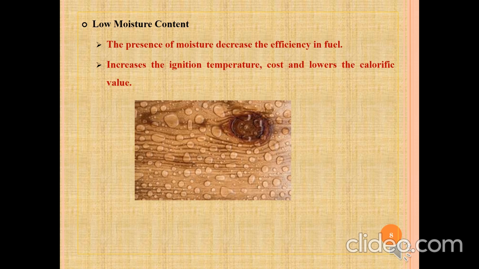For example, in villages you might have seen wooden pieces or logs kept for drying in sunlight once they are brought from trees. Drying decreases the moisture content of the wood. The presence of a high percentage of moisture in fuel decreases its efficiency and also increases the ignition temperature. It lowers the calorific value of the fuel, since most of the heat produced is utilized to vaporize the moisture present in the fuel. Hence, the lower the moisture content, the better the quality of the fuel.